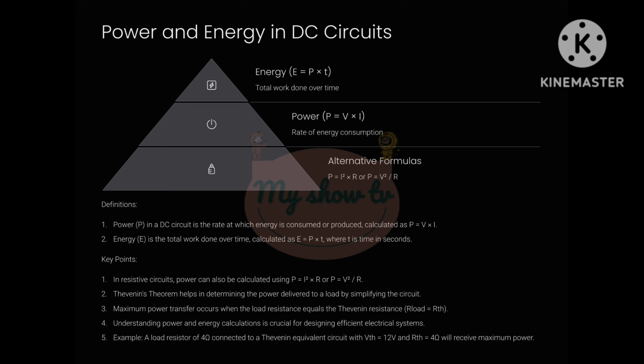In DC circuits, power is calculated using the formula P equals V multiplied by I, where V is voltage and I is current. Energy, represented by A, is the total amount of work done. It is calculated using A equals P multiplied by T, where T is time in seconds. In a resistive circuit, power can also be calculated using the formulas P equals I squared multiplied by R, or P equals V squared divided by R, depending on what quantities you know.